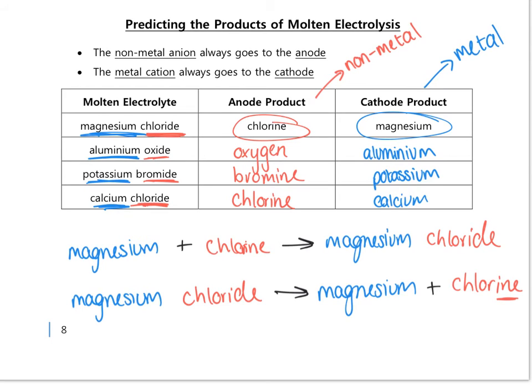So if you're asked a question like this, don't be alarmed if it's an unfamiliar ionic compound and you think you haven't learnt what the products would be for that particular example of electrolysis. It's always the non-metal at the anode and the metal at the cathode.